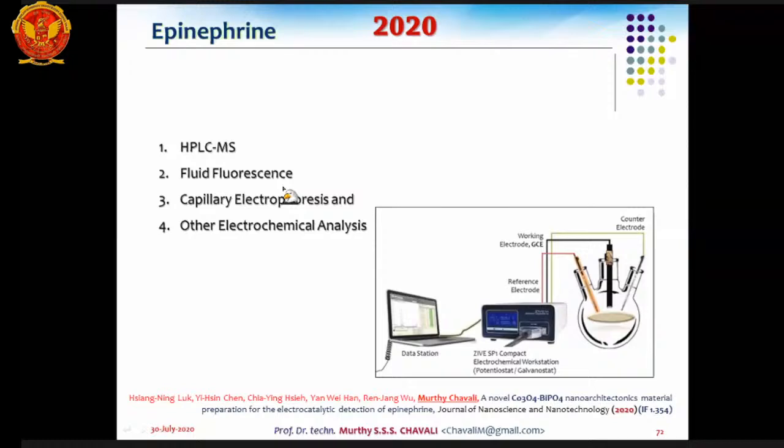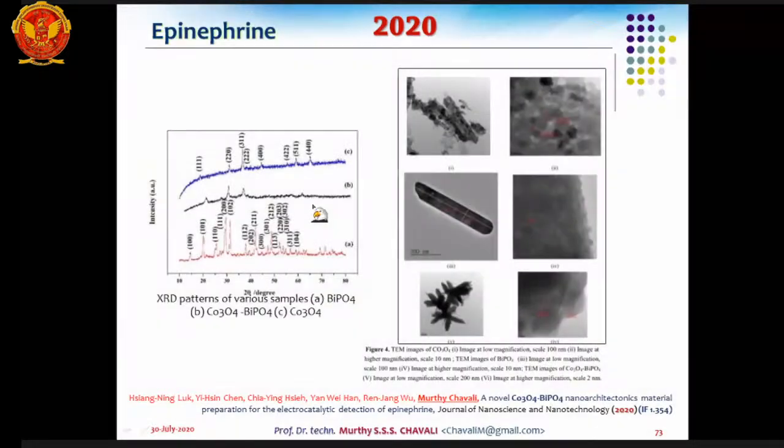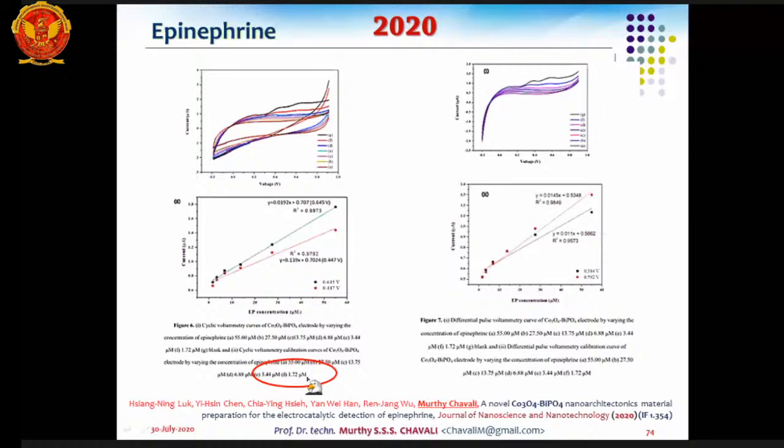We did this with cobalt oxide and bismuth phosphates as a material for epinephrine, and we were able to do something in the order of 1.72 micromolar, the lowest where we were able to detect.